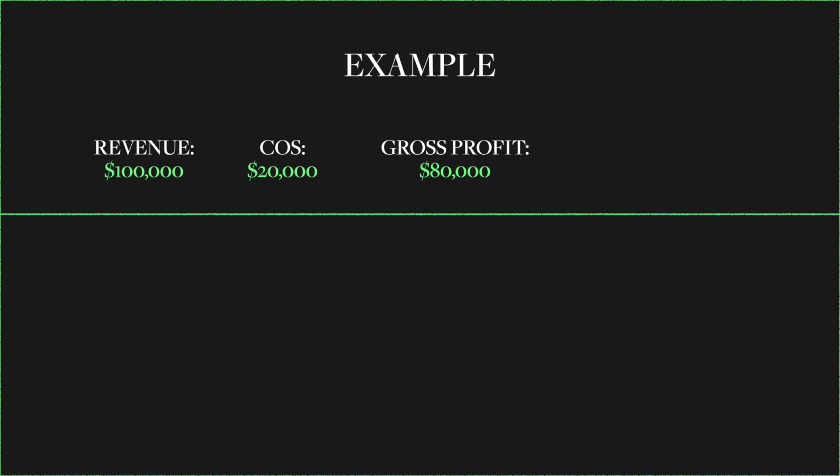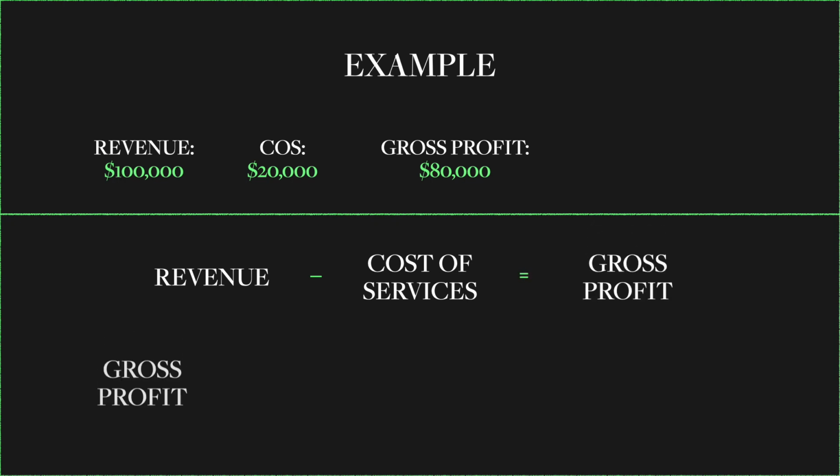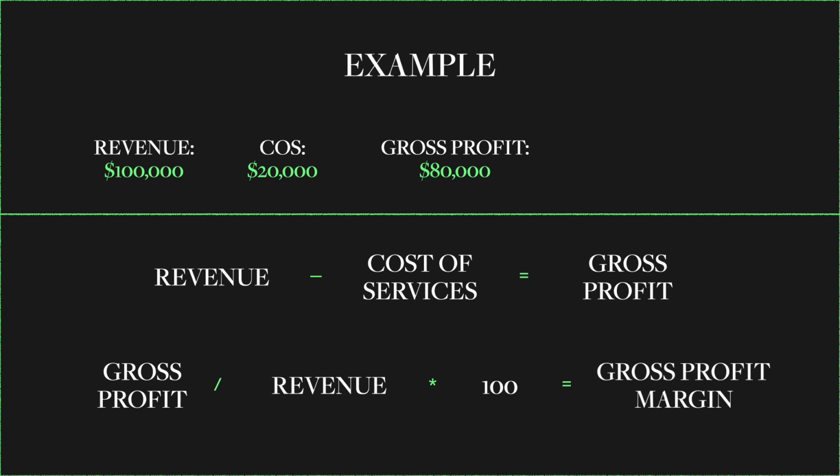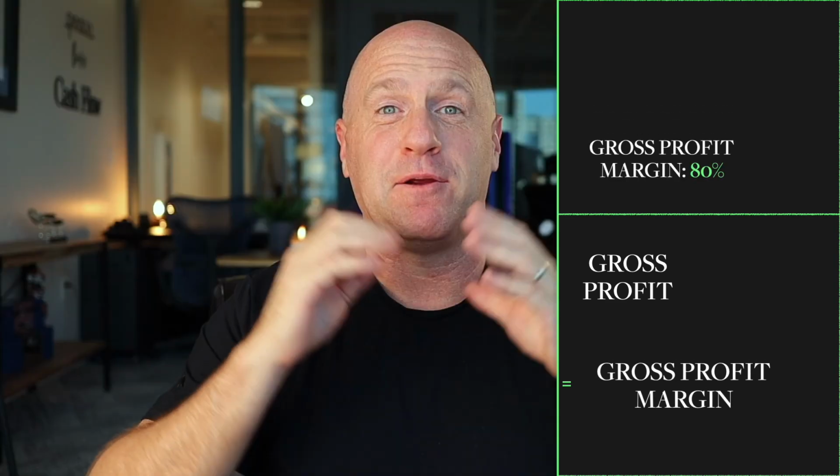Here's the math so that you can do it on your own. Revenue minus cost of services equals gross profit. Gross profit divided by revenue times 100 equals gross profit margin. So you can see that in our example, our gross profit margin was 80%. Now you're probably asking yourself, what is a good gross profit margin? And the answer is, it kind of depends.